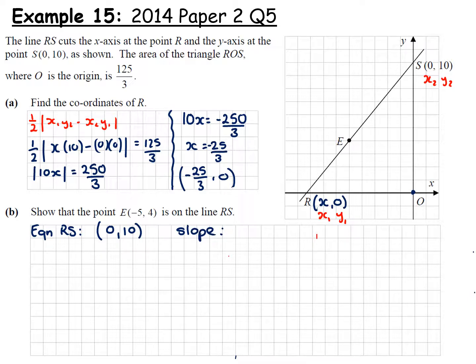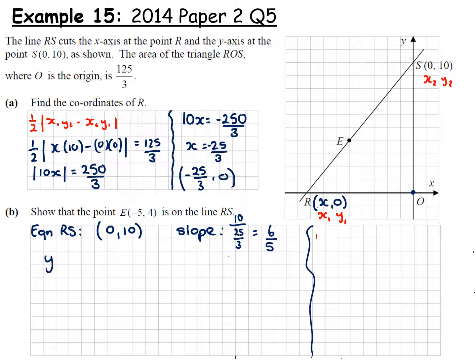We can do rise over run, and it's positive. So it's going to be 10 divided by 25 over 3. So that's my rise, that's my run. So that's 30 over 25, which gives me 6 over 5. So that's my slope, positive. You can also work that out with your y2 minus y1 over x2 minus x1.